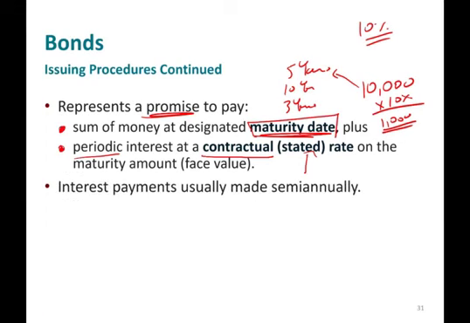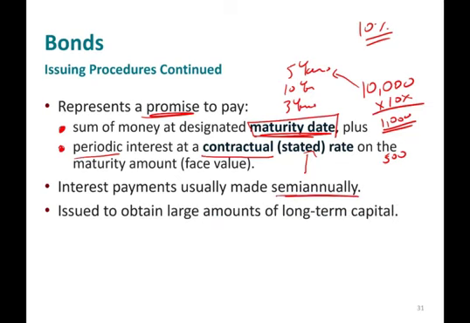Now, bonds usually pay interest semi-annually. If that's the case, you're going to get $500 rather than $1,000, and you're going to get it over 10 periods because 5 years has 2 semi-annual payments each. Okay. Issue to obtain large amount of capital. This is why we issue bonds.